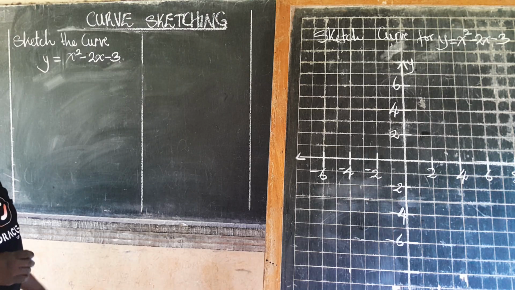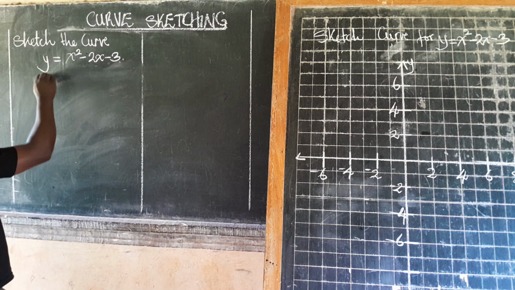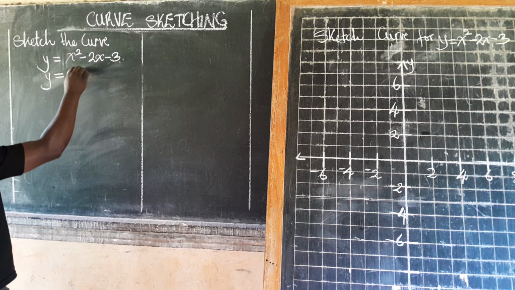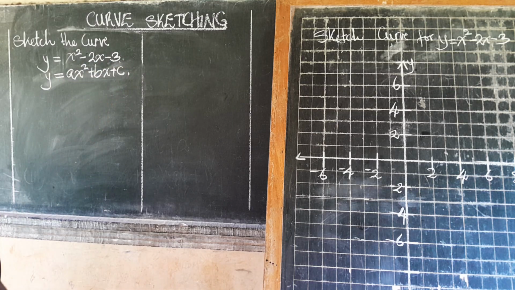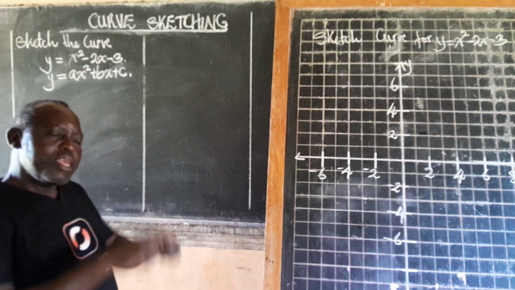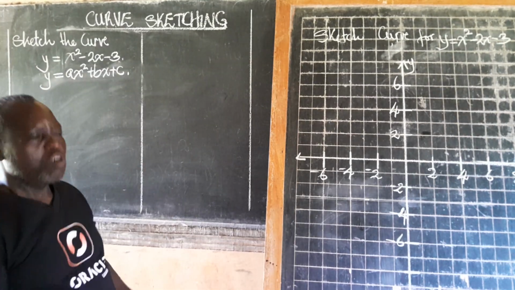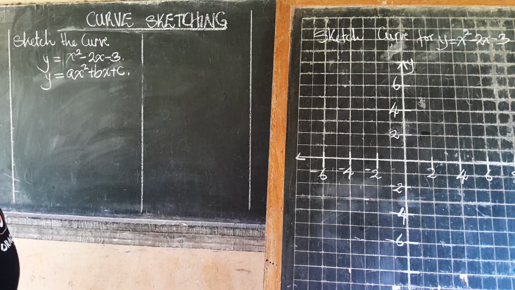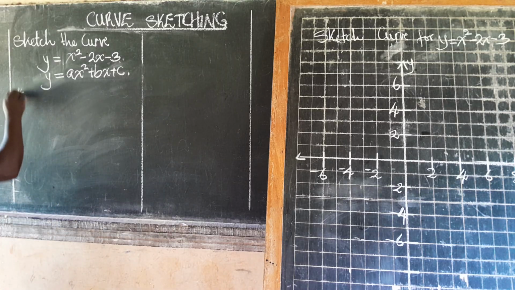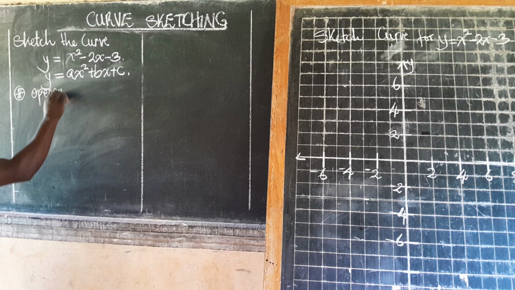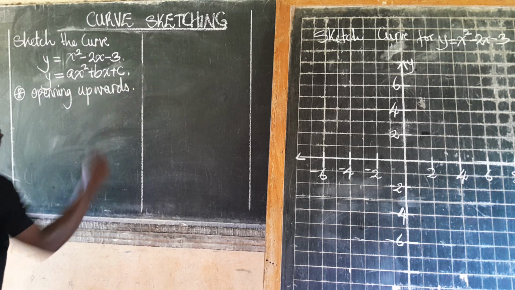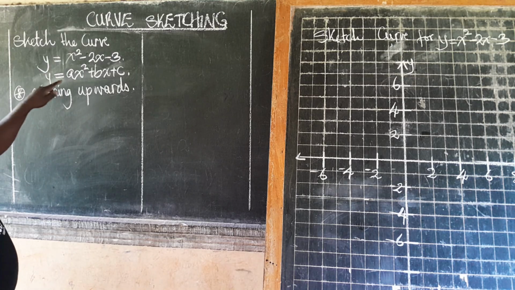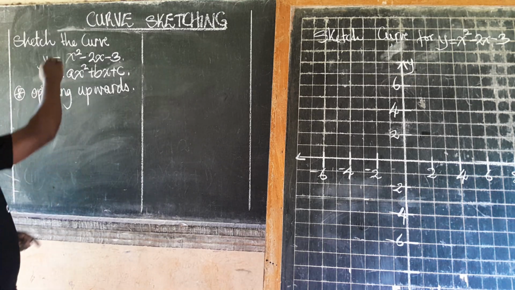Don't forget that our mother quadratic equation is y equals ax squared plus bx plus c. But remember that the other time we said that when a is greater than 0, automatically that means that the curve opens upwards. Therefore, one of the points we have to consider is opening upwards. Why are we saying that it is opening upwards? Because this a is greater than 0.